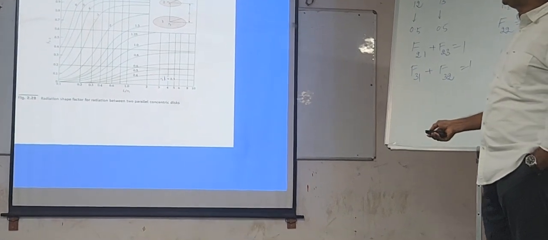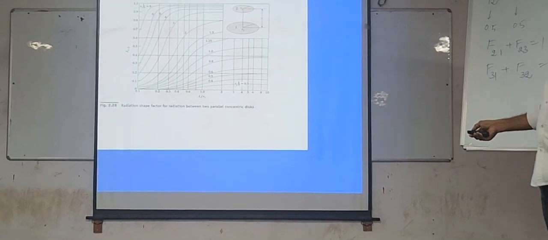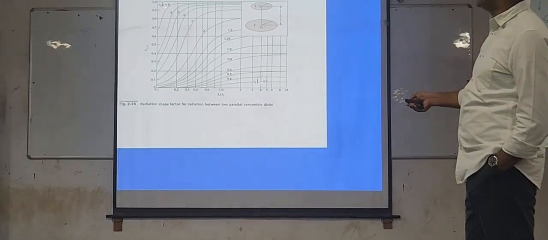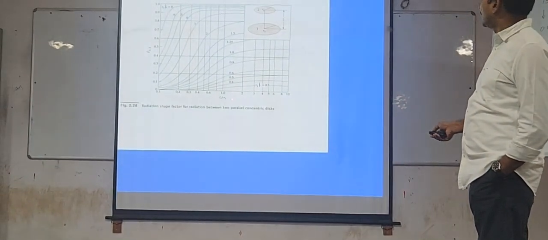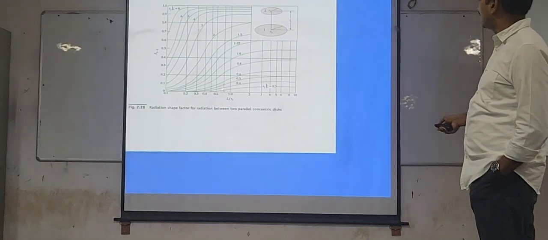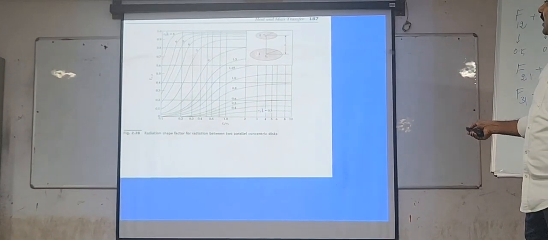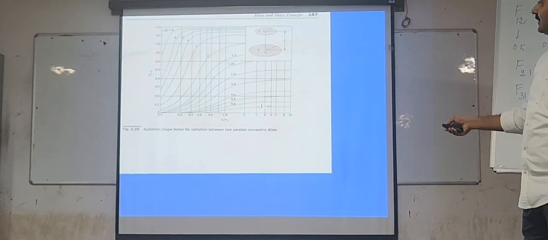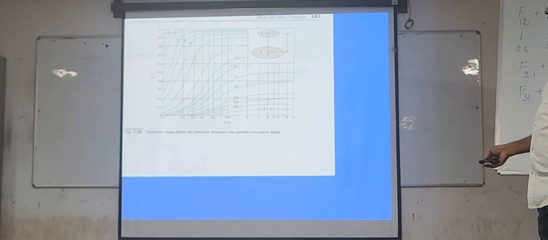So suppose you take this case, two parallel concentric discs. You see an x-axis L by R1, and the curves are R2 by L. So if you know R1, R2 and L, you can find the value of the shape factor.